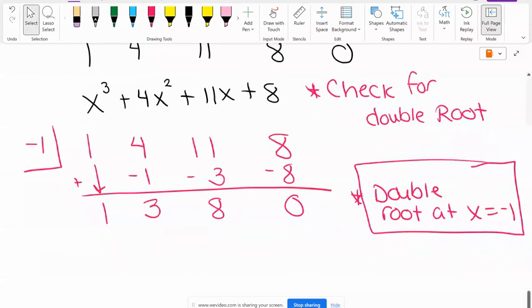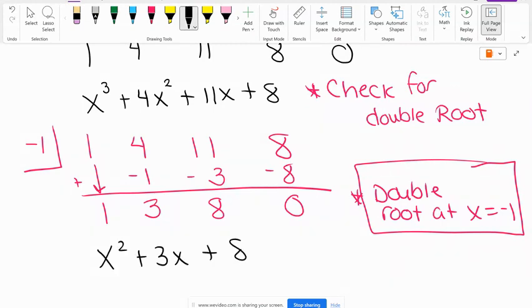So what does that mean? It bounced back up, right? It hit negative 1, and instead of going through negative 1, it bounced back up off of negative 1. So now what are we down to? A degree of 2. So now we have x squared plus 3x plus 8 equals 0.